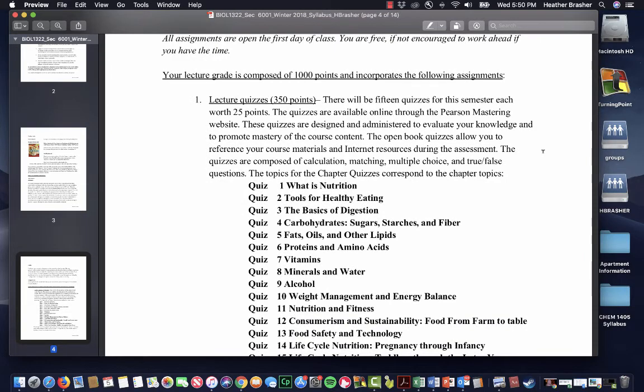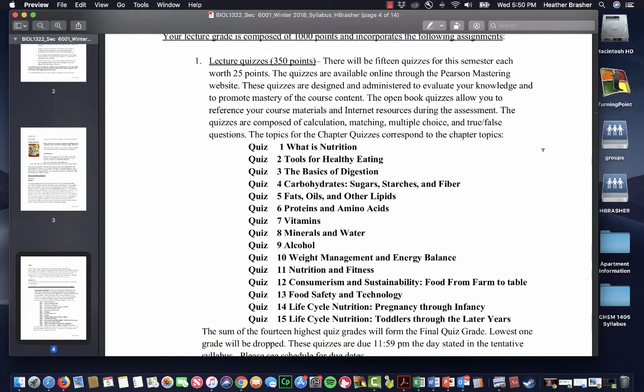Now, the course is composed of 1,000 points and incorporates the following assignments. First, we have lecture quizzes, and there's 15 quizzes for this semester, and they're each worth 25 points. The quizzes are available through the Pearson Mastering website, and they're designed and administered to evaluate your knowledge and promote mastery of the course content.